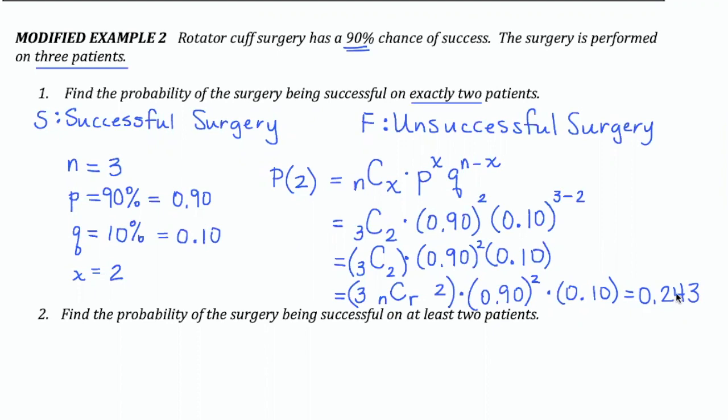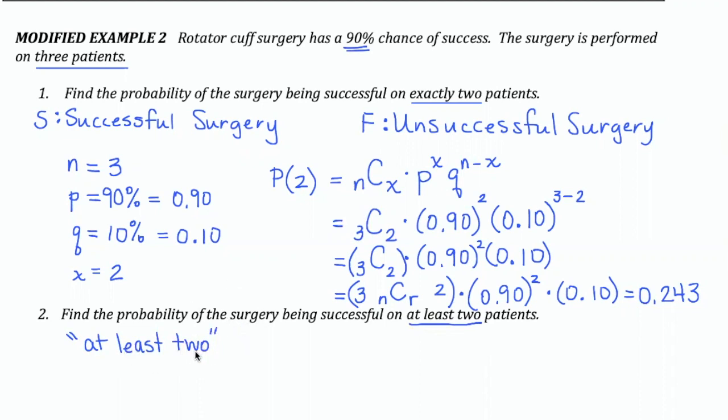Now, if you look in your book and you look at example 2, they go through how you can also arrive at the same answer using a tree diagram. Feel free to take a look, but you'll find that the formula is usually much more efficient in terms of performing these calculations. Number 2 modifies the first example and says, find the probability of the surgery being successful on at least 2 patients. You need to understand what the words at least 2 mean, which sounds like a simple thing, but when you're calculating probabilities, it's really important.